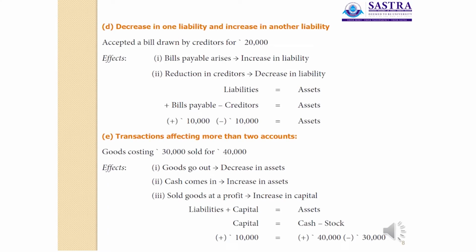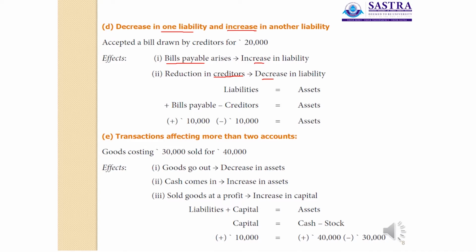The next transaction is decrease in one liability and increase in another liability. For example, accepted a bill drawn by creditors for rupees 20,000. What are the effects of the transaction? Here a bill is accepted, so that means bills payable arises, and the creditors value decreases. Bills payable increases the liability, so there is an increase in liability. Then the reduction in creditors is a decrease in liabilities.